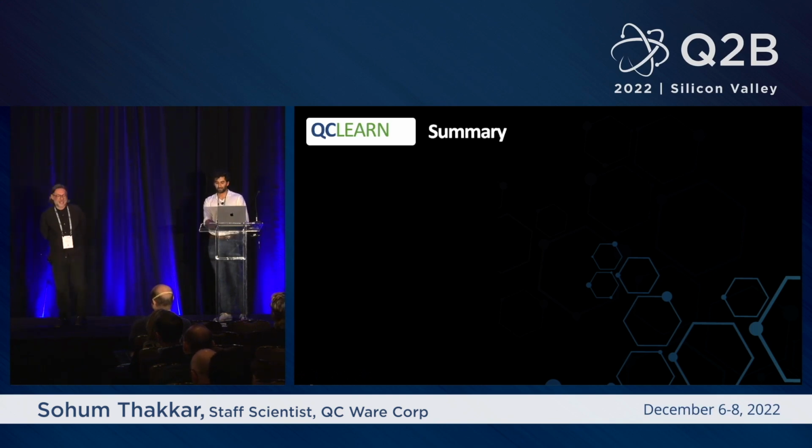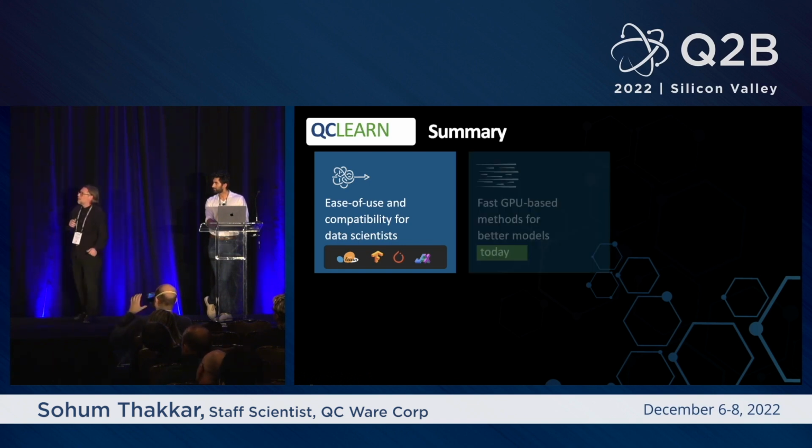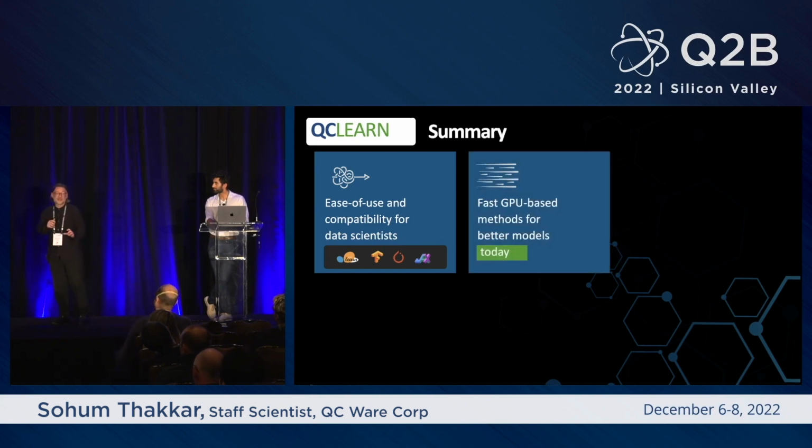So let's go to the summary. So I just wanted to conclude. What we did is that we tried to present QClearn, which is a quantum-powered machine learning engine that offers ease of use and compatibility for data scientists. We want to give the possibility to data scientists to use quantum computing the same way they're using classical machine learning. We have fast GPU-based methods for better models today.